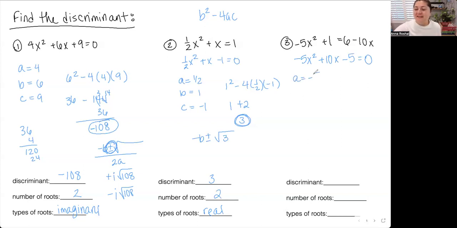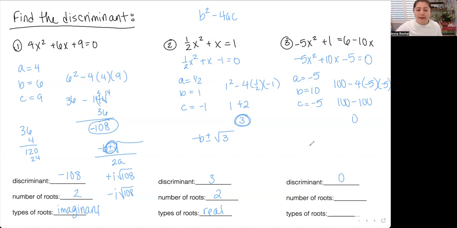So we have A is -5, B is 10, and C is also -5. So B squared is 100 minus 4 times the -5 and the other -5. I know that -5 times -5 is 25. 25 times 4 is 100. So I'm going to have 100 minus 100, and that just equals 0. So my discriminant in this case is 0.